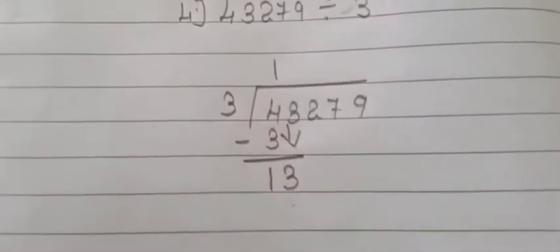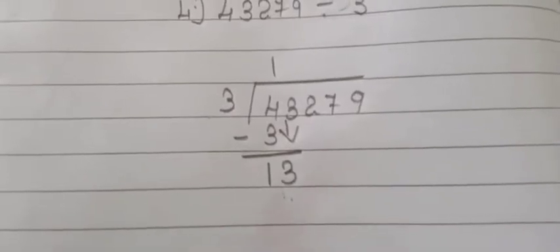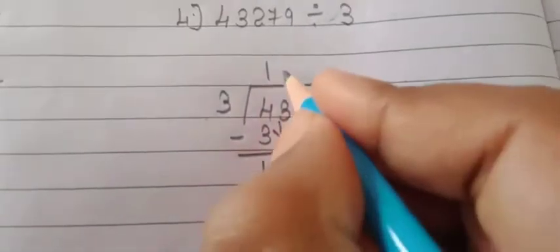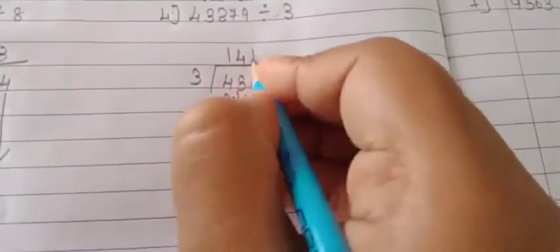Now this 3 will be carried down. It will become 13. In 3 table 13 will come? No. So we will take a smaller number. 3 4s are 12. Now we have to subtract. 3 minus 2, 1. And 1 minus 1, 0. Okay. So now we have to carry down this 2. It will become 12. In 3 table when 12 will come? Yes. 3 4s are 12. Now 12 minus 12 we will get 0. Now which number is left? 7.